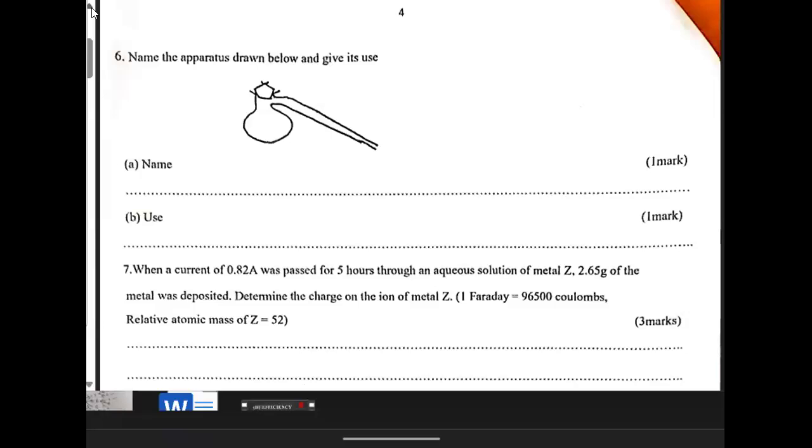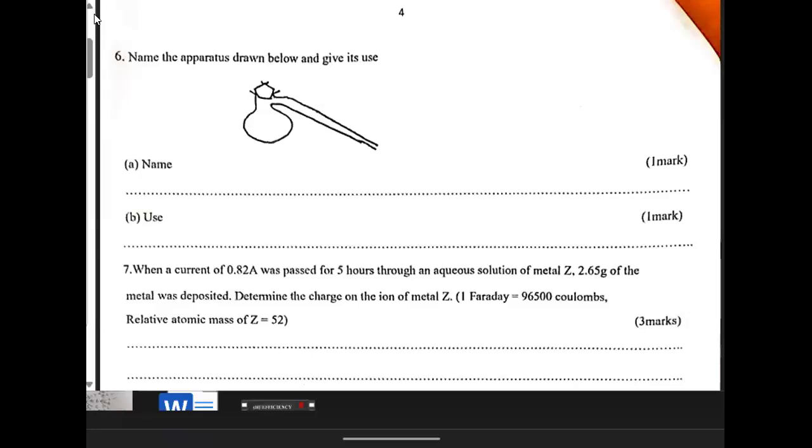Iron 2 sulfate plus nitric 5 acid, you get iron 3 sulfate, nitrogen 2 oxide, and water. NB: that reaction can only take place in the presence of sulfuric 6 acid, which is already there in the test tube. So when we are writing the equation, there must be plus sulfuric 6 acid. But in this case, we know that it is already there in the test tube.